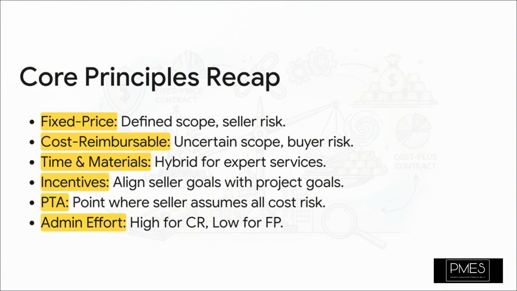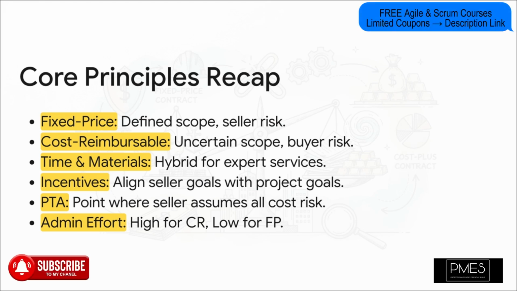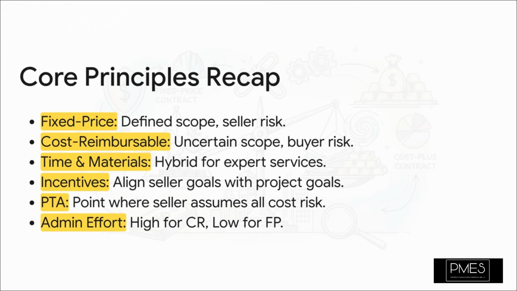Ready? Fixed price, defined scope, seller takes the risk. Cost reimbursable, uncertain scope, buyer takes the risk. Time and materials, your go-to hybrid for bringing in the experts. Incentives, the tool you use to align the seller's motivation with your project's goals. PTA, that's the point of no return where the seller eats all the cost overruns. And finally, admin effort. Just remember, it's high for cost reimbursable contracts and low for fixed price.